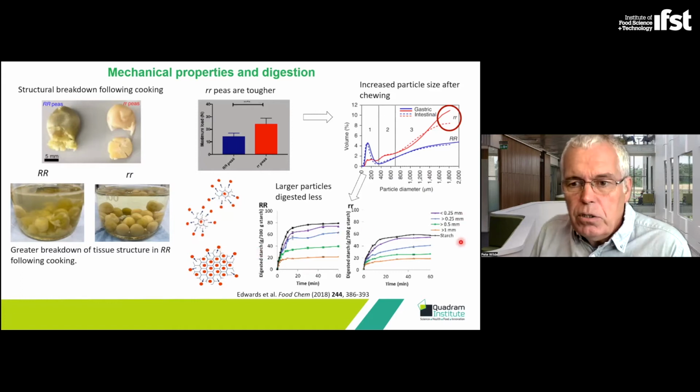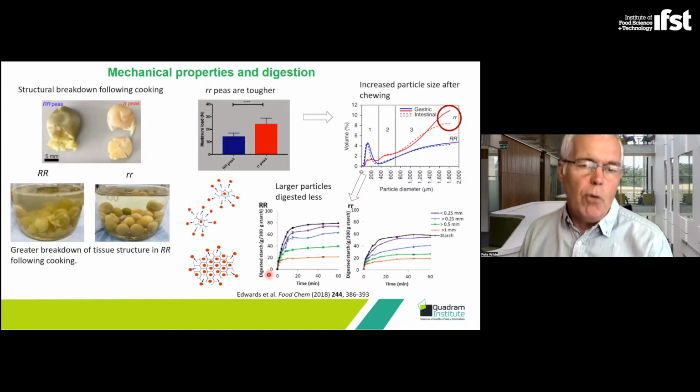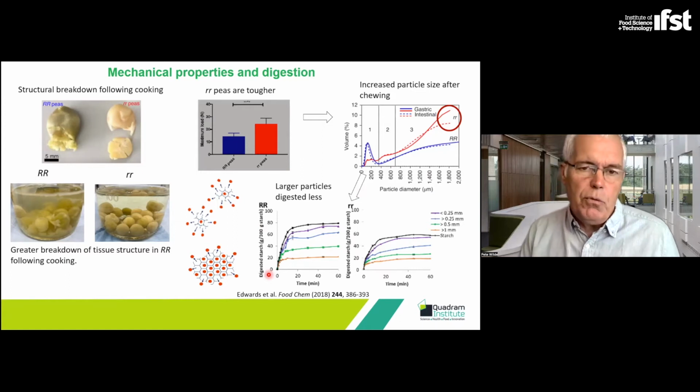And so as you increase the particle size, the digestibility or the release of that starch becomes less. As the little rp had more of the large particles and the wild type had more of the smaller particles, this helps to explain the differences observed in the human studies. So it was a combination not only of the changes in the molecular structure of the starch, but also how the larger tissue behaved during processing and consumption.